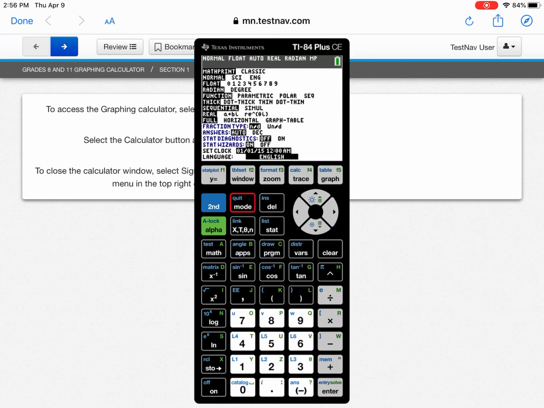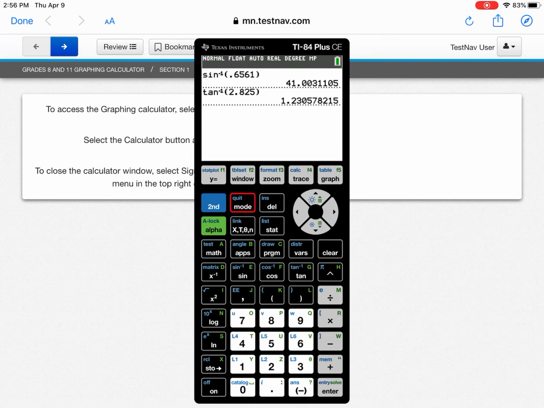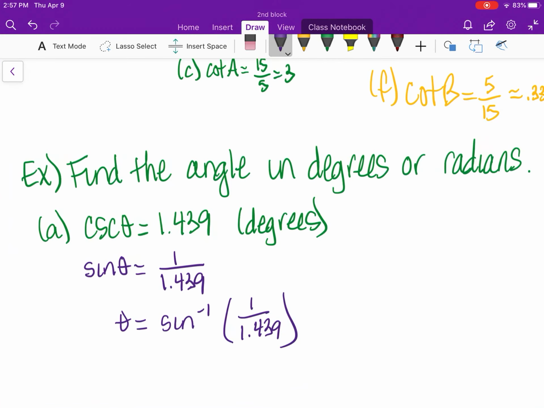So first of all, change your mode. We wanted this answer in degrees, so change back to degree. And then we're finding cosecant, so the reciprocal of that sine. So if I hit second sine, then I just need to take the reciprocal of 1.439. So that's 1 divided by 1.439. And you can write that as a fraction, or you can put it with the divided by key. Either way should give you the same answer. And so you end up with 44 degrees. So we're going to say this is about 44 degrees.